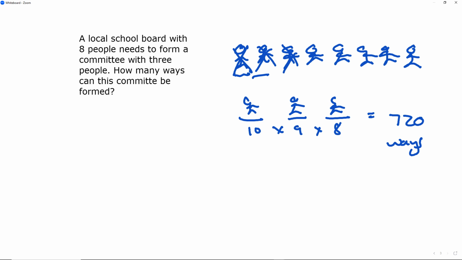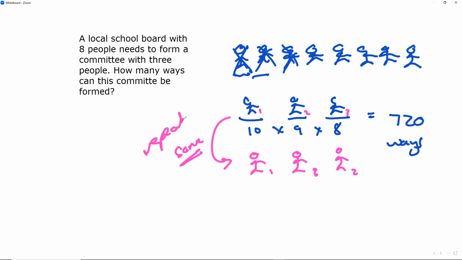But now the question comes in when I do this, and it is the following. What happens if this person who is number 1, and this one is number 2, and this is number 3, ends up the other way? So this goes here. Is that a different committee? No, it's exactly the same, right? So here we are repeating. We've got the same committee, we just chose them at different points. We chose the third guy first, the second guy, etc.